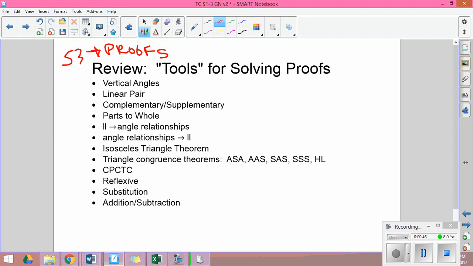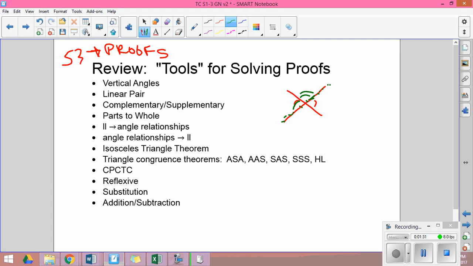So we have lots of tools so far for solving proofs. You may want to consider how to organize these on your cheat sheet, on a reference guide, so that they're easy to access and easy to reference. So just for a quick review, we have vertical angles. Remember, that's one of the things we can assume from a picture. If I have intersecting lines, I know my vertical angles are equal. I may also assume linear pairs from a picture. Beyond that, I really can't assume anything. I must either be given it, or the diagram markings itself must show it, or I must be able to conclude it from other information.